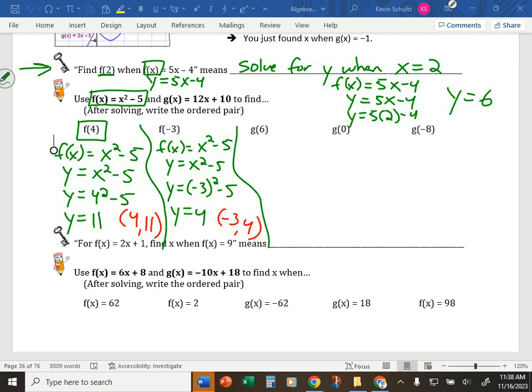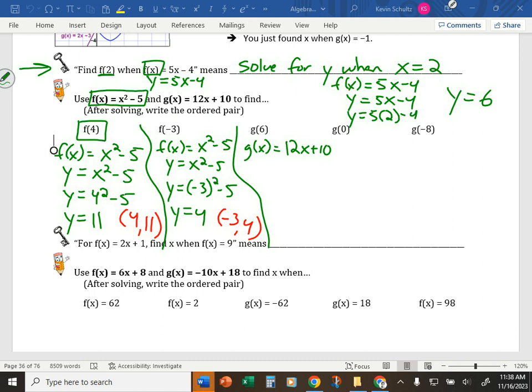The next one, g of 6. Which equation are we using? G. And you know that because now it says g of 6. What are we plugging in for x? 6. You got it, right? So this time, g of x equals 12x plus 10. And again, that's what function notation does. It tells you which equation to use.